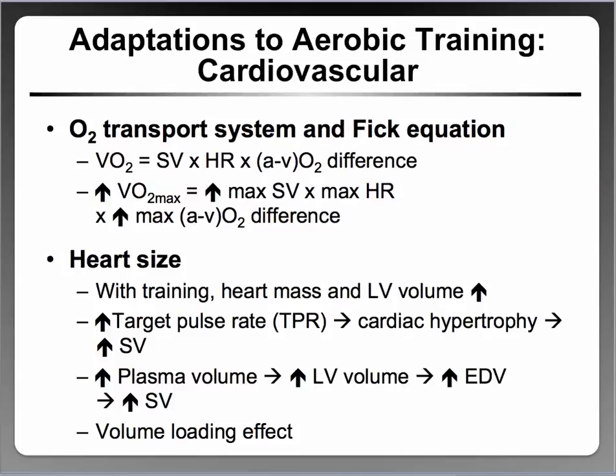Alright, so let's talk again about the Fick equation. You can see the equation up there. And if we want to have an increase in VO2 max, we need to try to increase some of these components. We can increase stroke volume. We can take a look and see what happens to heart rate, and then we can try to increase a VO2 difference.